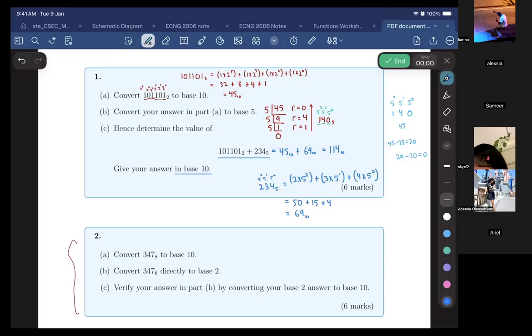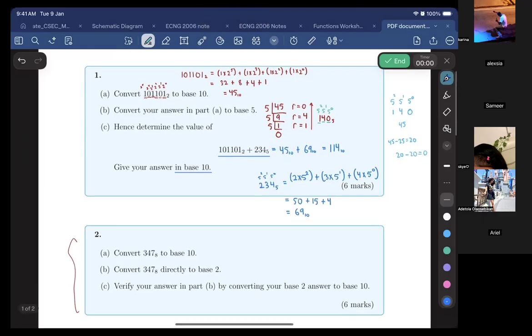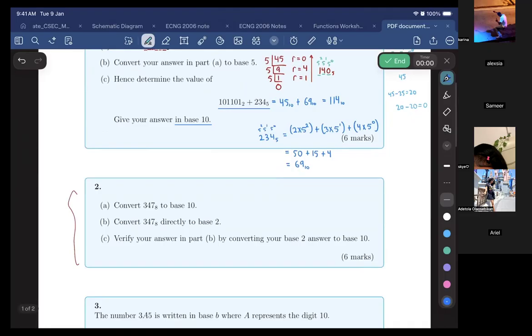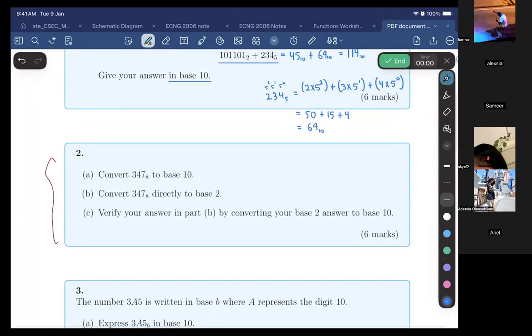All right, I didn't get an answer from anybody. If you did get an answer, what I want you to do is open your phone, go on WhatsApp, take a picture, and send it to me. Do that for me.